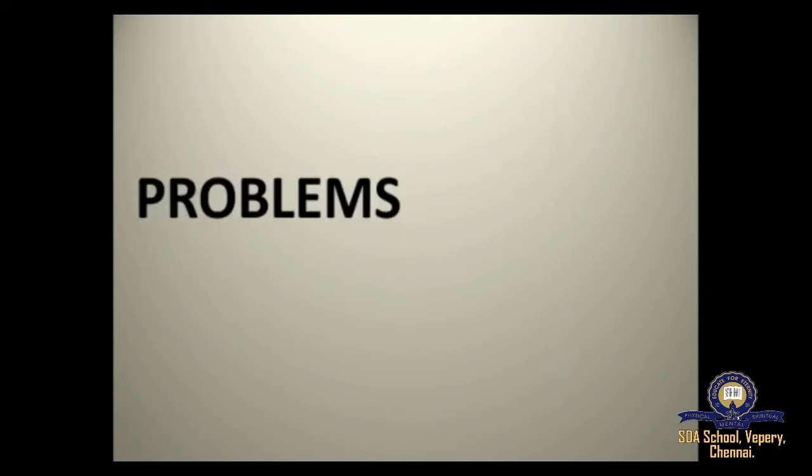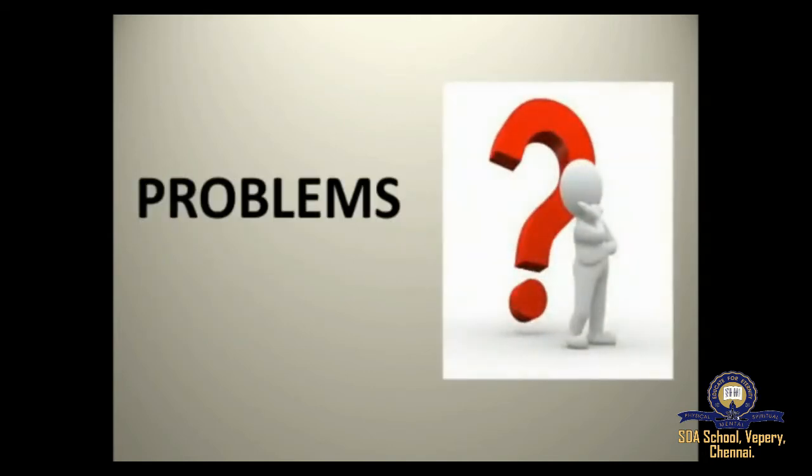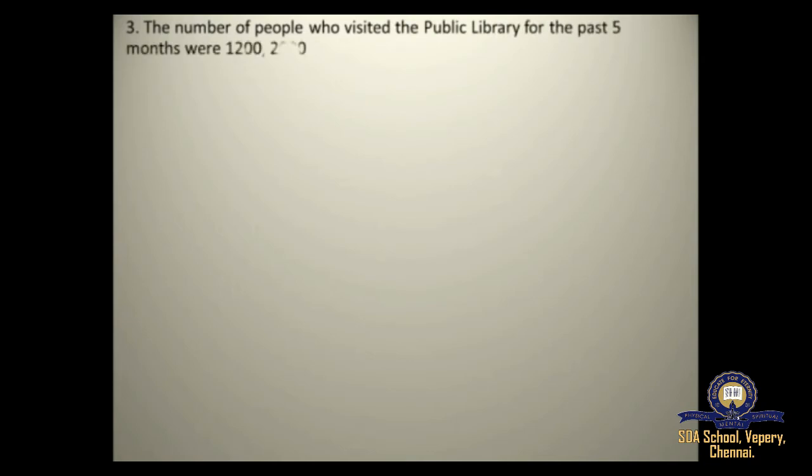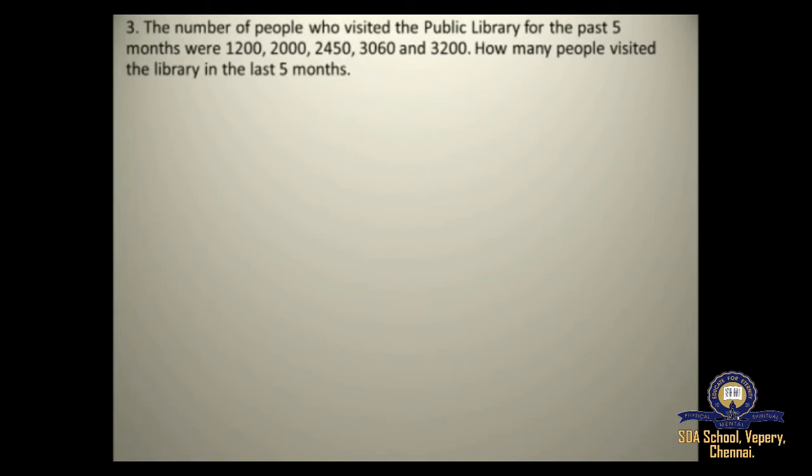So in exercise 1.3, there are totally 7 sums. The first and the second sum I have given in the worksheet, and now I am going to continue from the third sum, okay? The sum is: the number of people who visited the public library for the past 5 months were 1,200, 2,000, 2,450, 3,060 and 3,200. So how many people visited the library in the last 5 months? So this is the question.